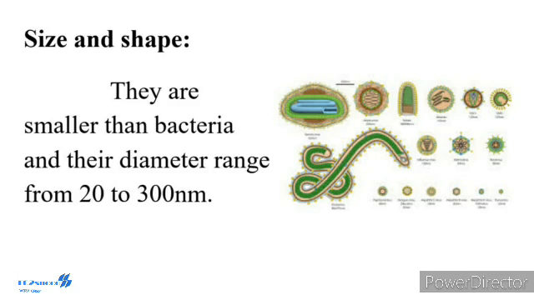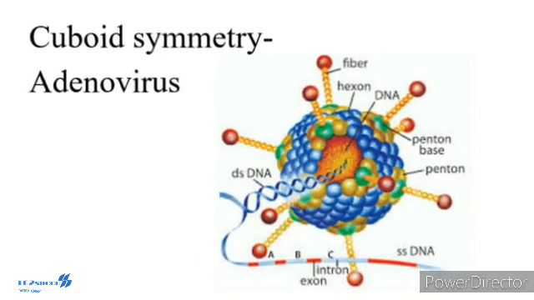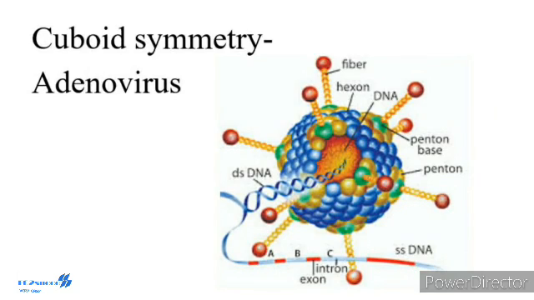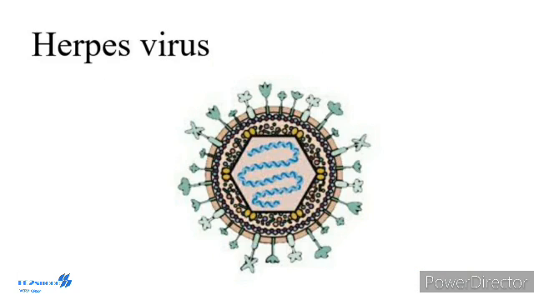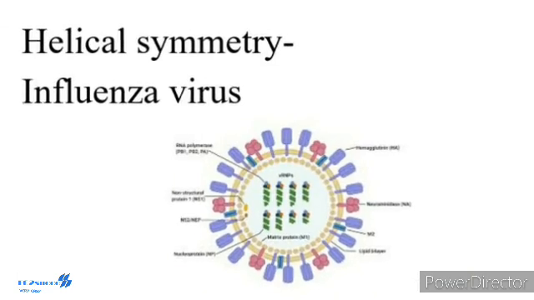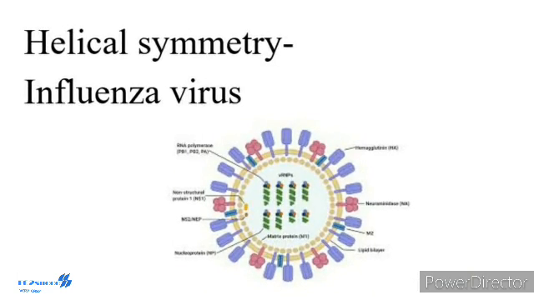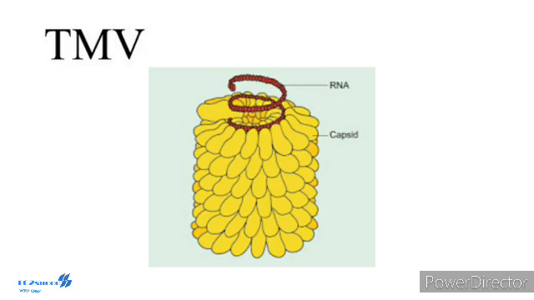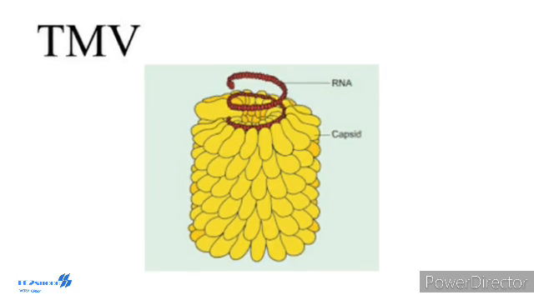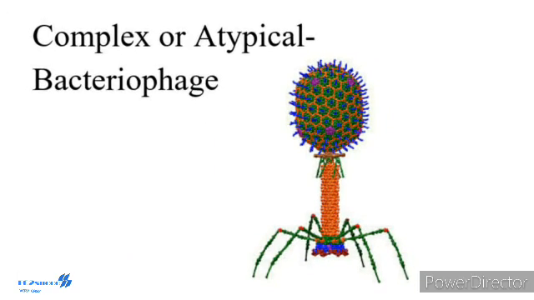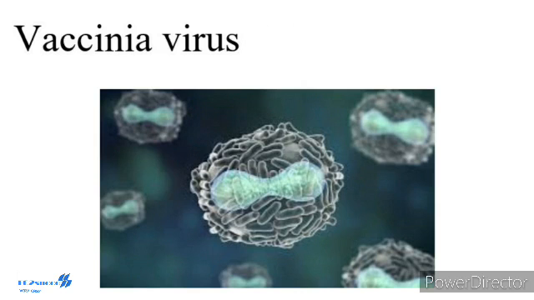Generally, viruses are of three types based on shape and symmetry. Number 1, cuboid symmetry, example adenovirus, herpes virus. Number 2, helical symmetry, example influenza virus, TMV. Third one, complex or atypical virus, example bacteriophage and vaccinia virus.